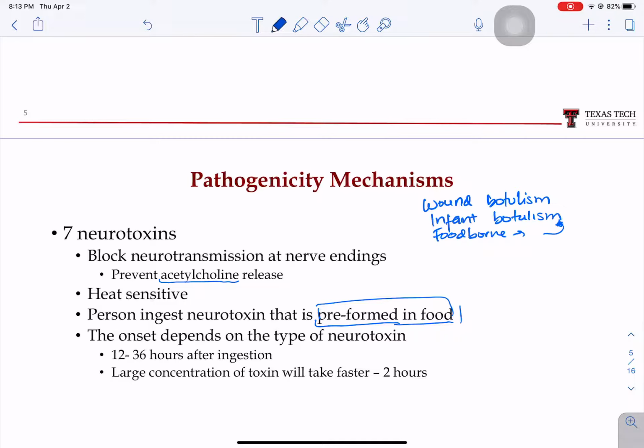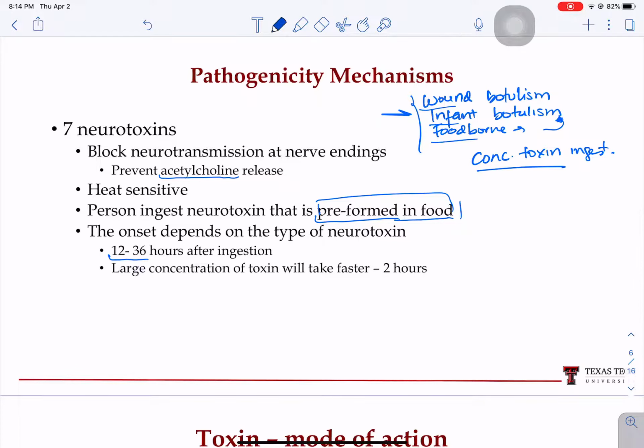The onset is going to vary depending on the illness. So we have here that the onset may be between 12 to 36 hours, but I just mentioned that we have different types of botulism. So the illness and also the concentration of the toxin that we ingest will determine the onset. The onset is when, or how many hours it's going to take for that illness to start. So you can see the symptoms develop really fast if you ingest a large amount of that toxin.